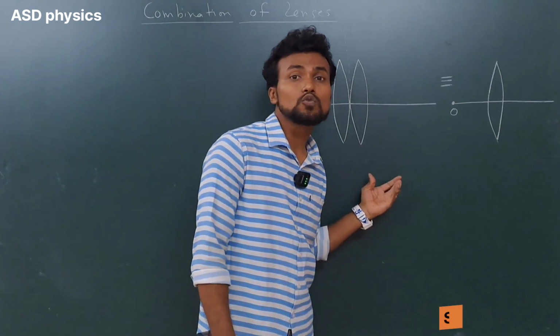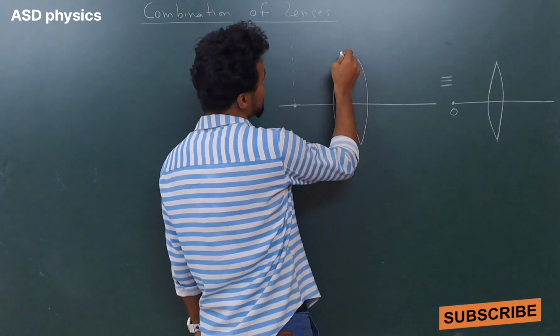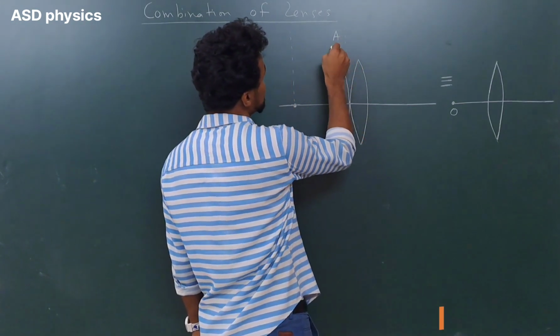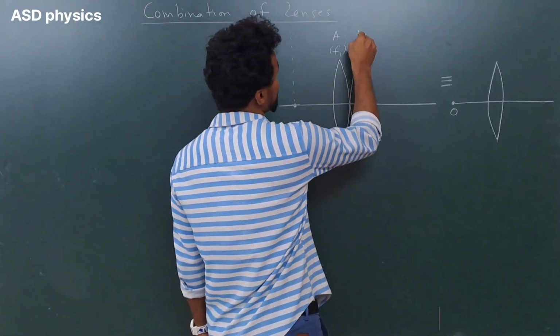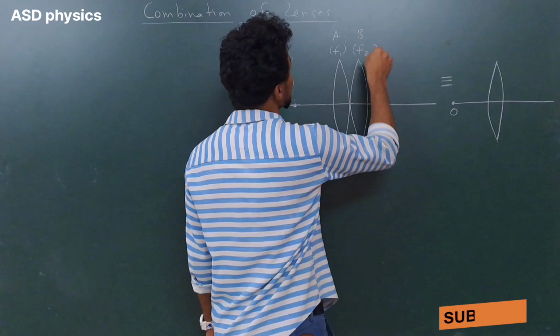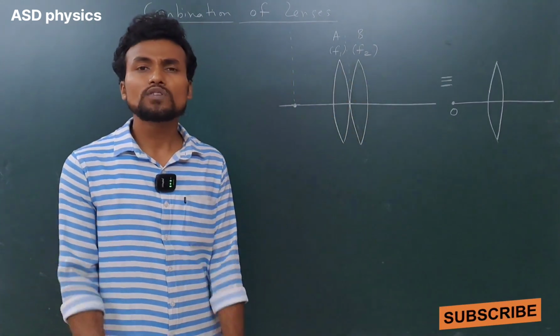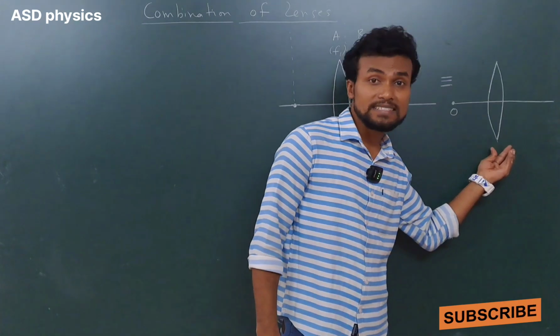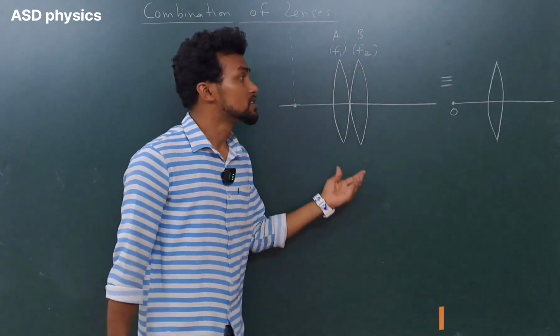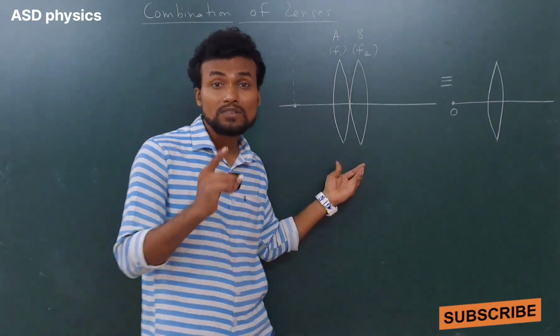We are having 2 lenses. Now one lens is A, its focal length is f1, and the second lens is B and its focal length is f2. Okay, so now we are going to find out the equivalent focal length. That means a single lens which can replace the 2 lenses, having the same effect? Optical effect.